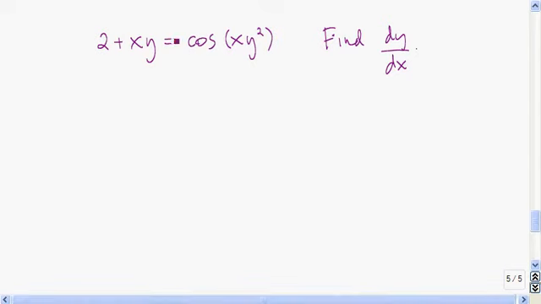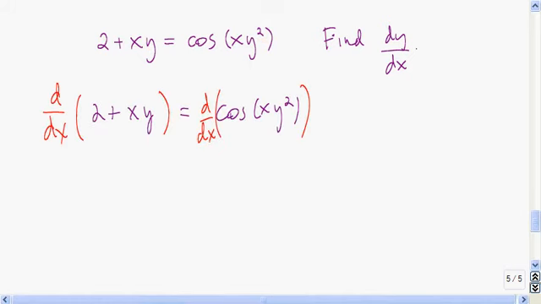So I have 2 plus x times y equals cosine of x times y squared. I want to find dy dx. So, as always, I'm going to start by differentiating both sides with respect to x. All right, why don't you press pause while you work on this one?